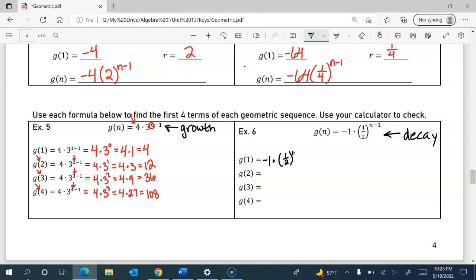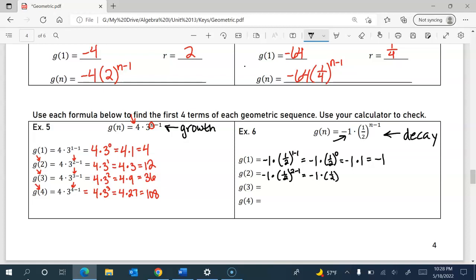Well, now n is 1. So 1 minus 1 is 0. -1 times 1/2 to the 0. Anything to the 0 power is just 1. So this ends up being -1 for my first term. Looks like a lot of math, doesn't it? Okay, we can double check that because my first term should live out here, and sure enough it does. Now I want to find my second term, so instead of n, I'm going to be plugging in 2. 2 minus 1 is 1.